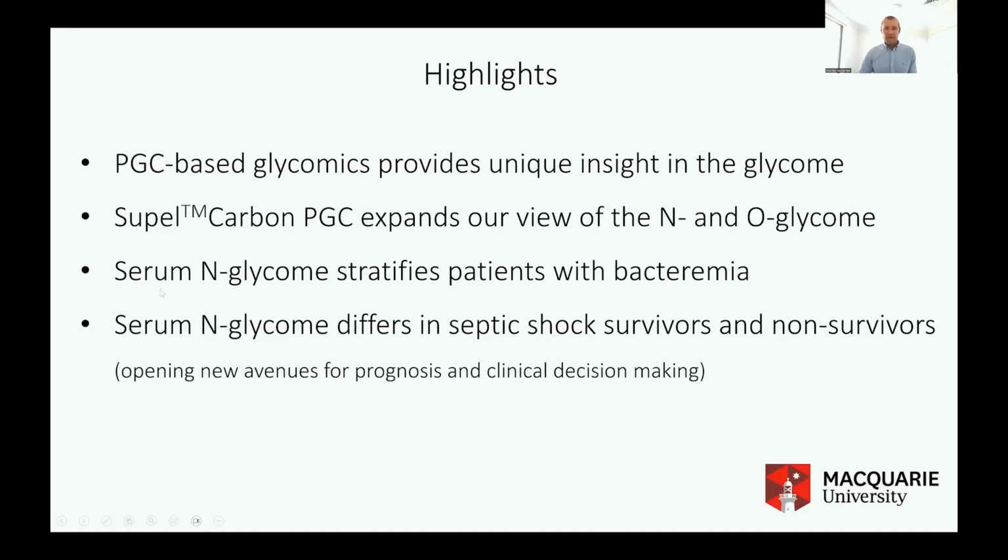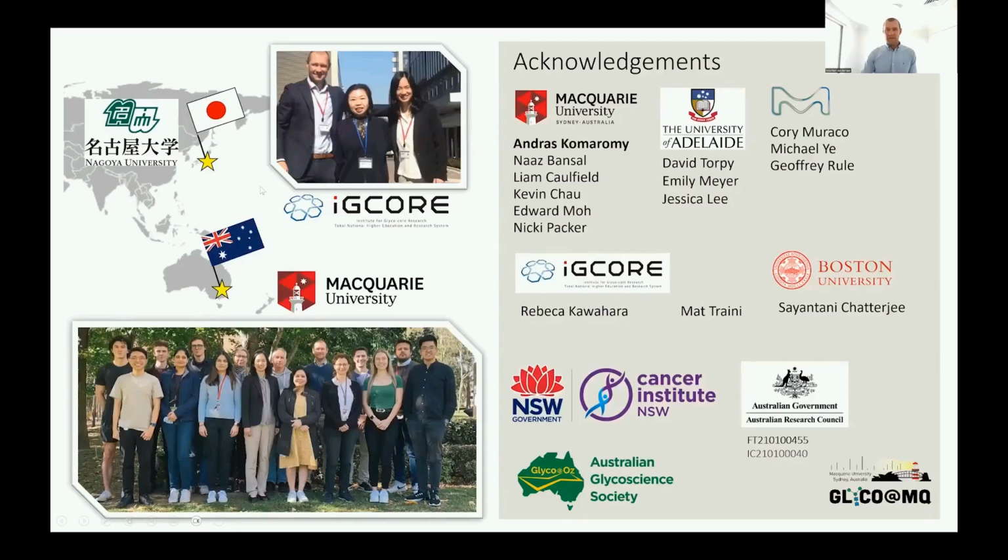We've seen an example of how the serum glycome stratifies patients with bacteremia, and as a more recent work that's still unpublished, we've been looking at how the glycome differs in septic shock survivors and non-survivors, of course opening up new avenues for prognosis and clinical decision making.